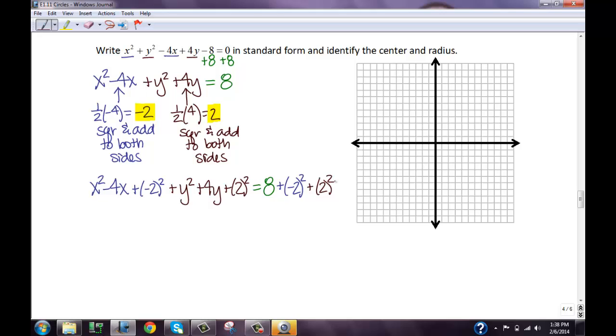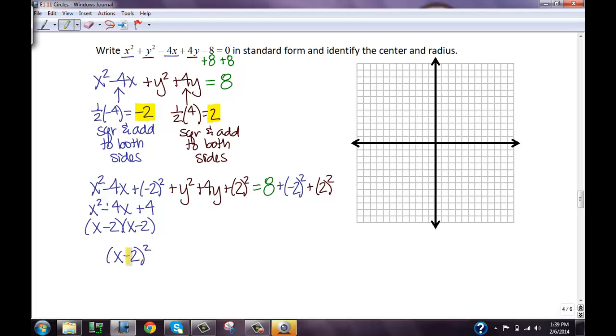In brown, I squared positive 2 and added it to both sides. Now I'm going to go ahead and write this out a little bit just this one time, and then I'll show it with a shortcut. So my blue turns into x squared minus 4x plus 4, which if I were to factor, would factor into x minus 2 times x minus 2, which we could write as x minus 2 quantity squared.